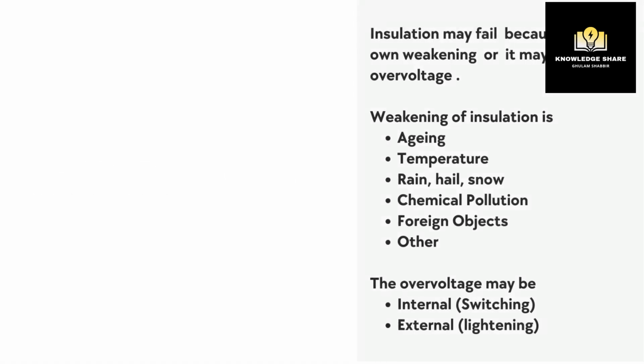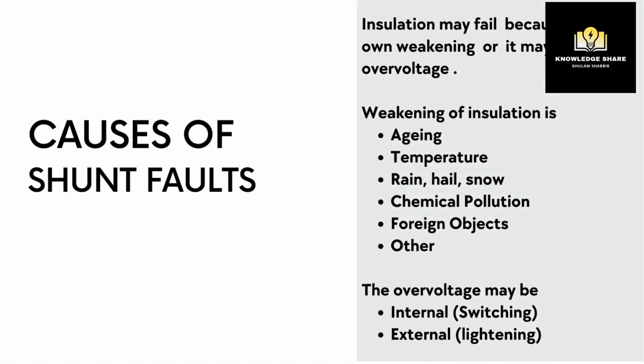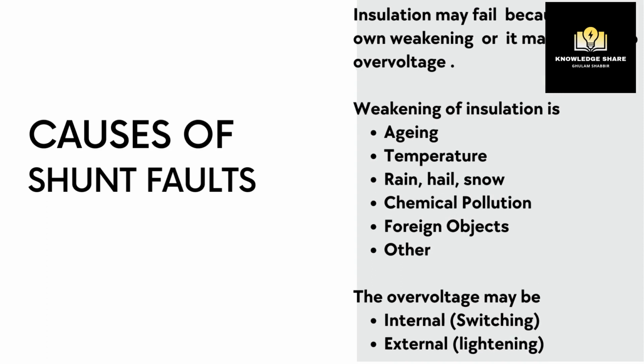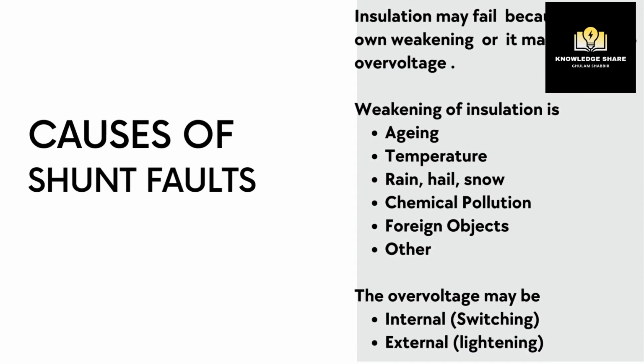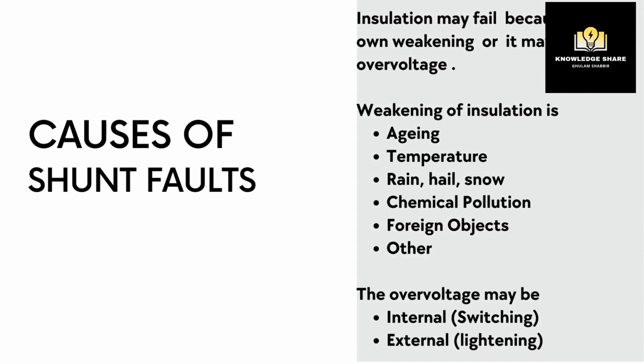Shunt faults or the short circuit faults are basically due to the failure of insulation. Now, insulation may fail because of its own weakening or it may fail due to overvoltage. The reason for the weakening of insulation is aging, temperature, rain, chemical pollution, foreign objects, and the overvoltage may be due to the internal switching or external switching.